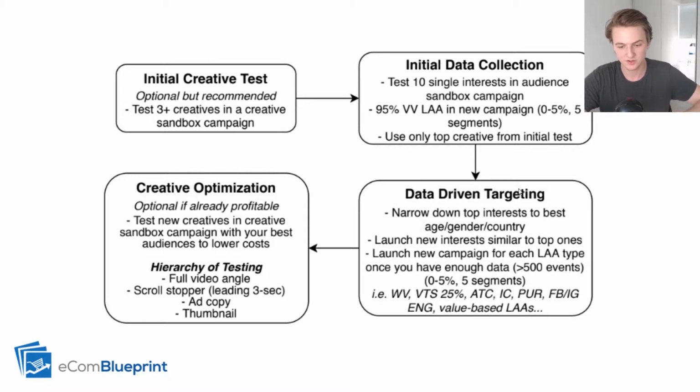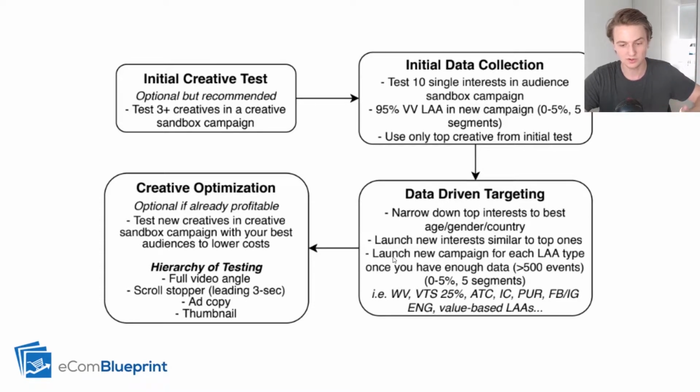With data-driven targeting, you want to narrow down the top interests that you've identified in this phase by the best age, gender, country. You also want to launch new interests similar to the top ones, right? Based on what worked in your initial 10, like if you tested 10 interests, 2 of them did really well, 8 of them flopped, you want to launch new interests similar to the 2 that did really well.